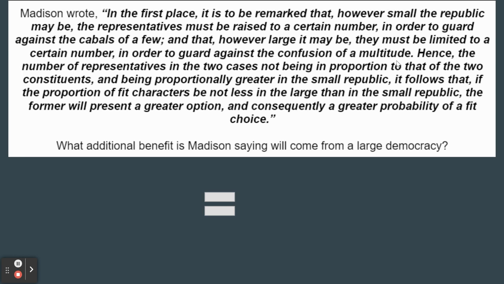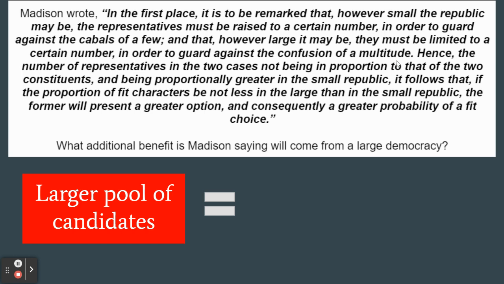and we'll talk about the significance of it. All right. So another additional benefit that Madison is talking about that comes from a larger democracy, if you read the quote, hopefully this is what you got out of it, is that in a larger country, we're just likely to get a larger pool of candidates that might run for office.